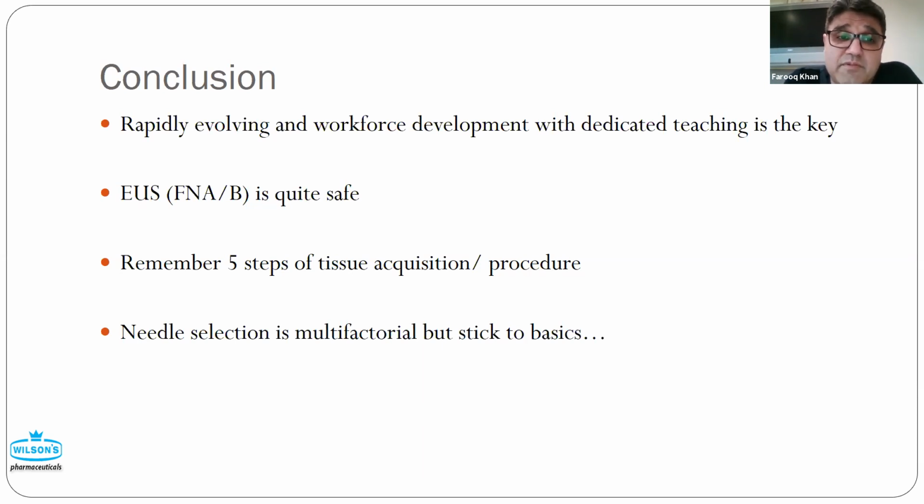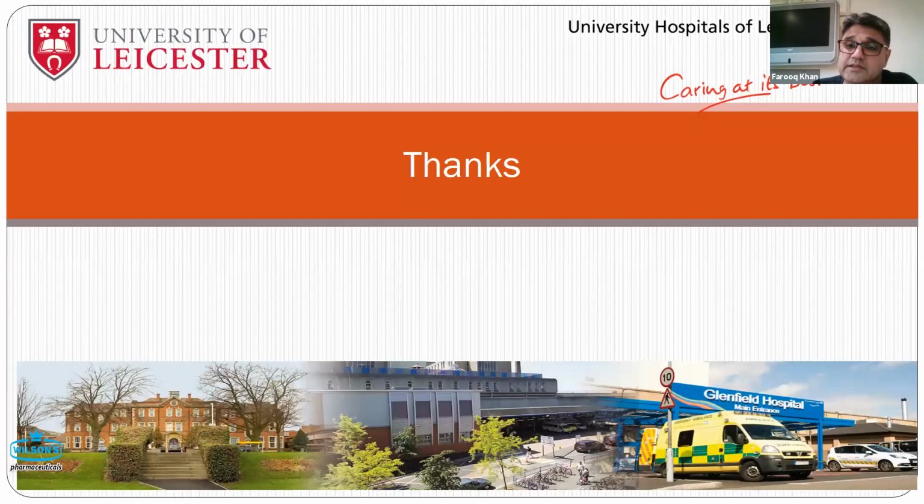EUS with FNA or FNB is actually quite safe. I've shown you decent evidence that safety is not a concern. It's actually much better than any other technique to obtain the sample. Please remember the 5 steps of tissue acquisition we've just talked about, and needle selection is multifactorial, but as I said, stick to basics. I'll happily take questions now.